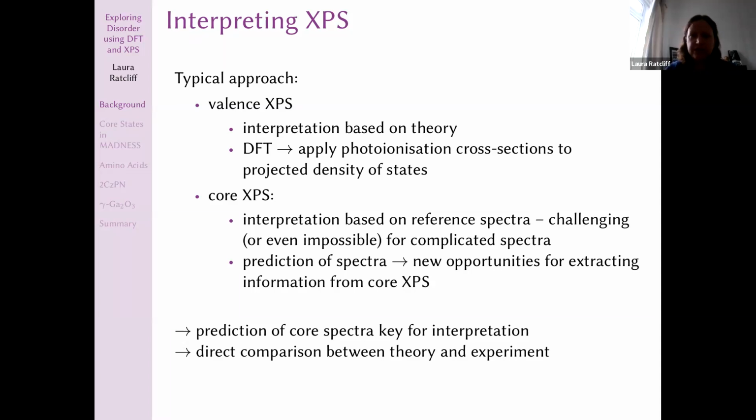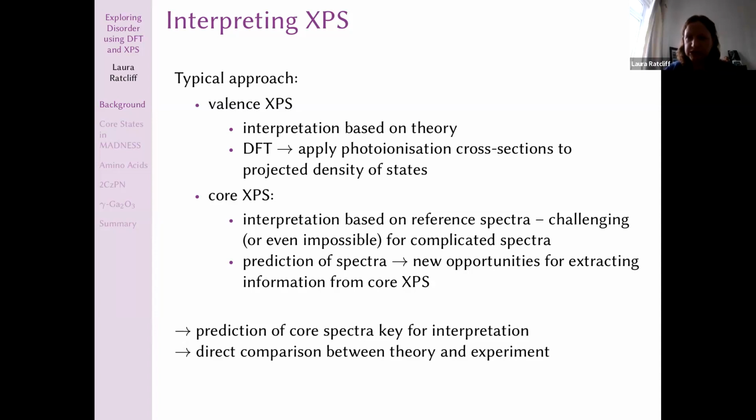For core XPS, on the other hand, typically people just interpret the spectra based on reference spectra. For relatively simple materials, or where you've got some reference systems which work as a good comparison, this works pretty well. But in some cases where we have quite complicated systems, or we have complicated spectra for some reason, this is very challenging or even potentially impossible to interpret just by comparing to reference spectra. So ideally, we'd like to be able to predict our spectra, and in my case, using DFT, though again, there are other approaches available, for example using GW. This gives us new opportunities for extracting more information from core XPS.